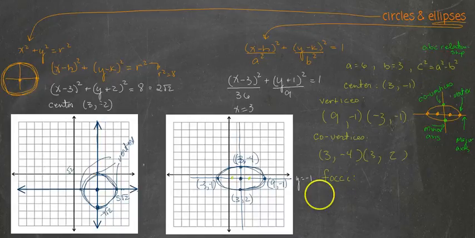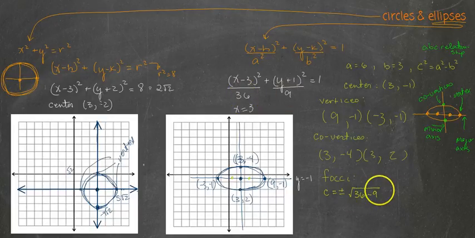Well, let's calculate c real quick. So in this case, c equals plus or minus the square root of a squared, which is 36, minus b squared, which is 9. 36 take away 9 is 27, and that reduces to plus or minus 3 root 3. Okay, so now we can put in the foci.